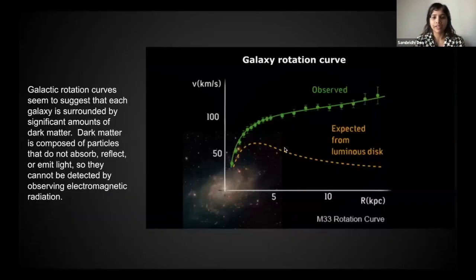The graph can be seen here in bigger form as well. The yellow line represents what was expected, but the observed galaxy rotation curve says something different, and the velocity seems to be constant. Thus, this gives a suggestion that there is some mass in the galaxy which does not absorb or reflect or emit light, so it cannot be detected by observing electromagnetic radiation. And yes, that's called dark matter.